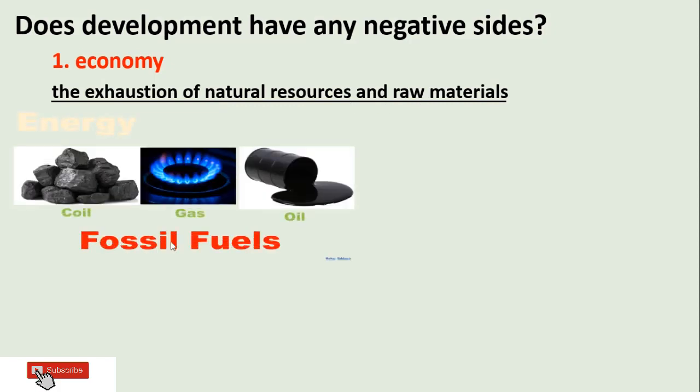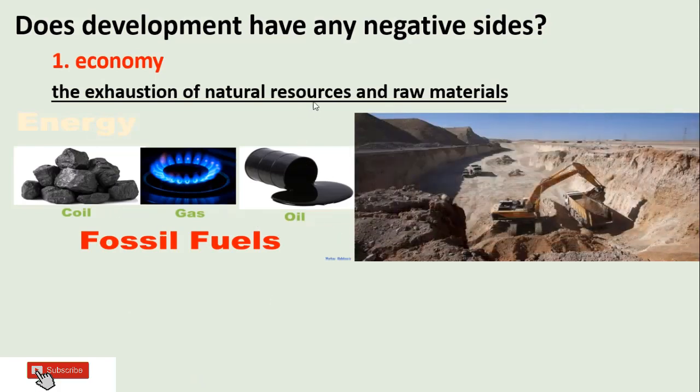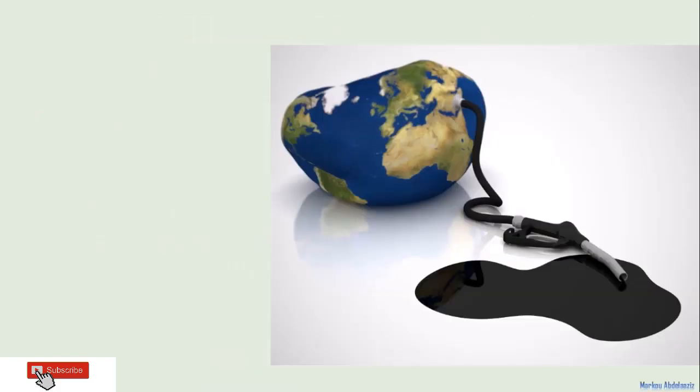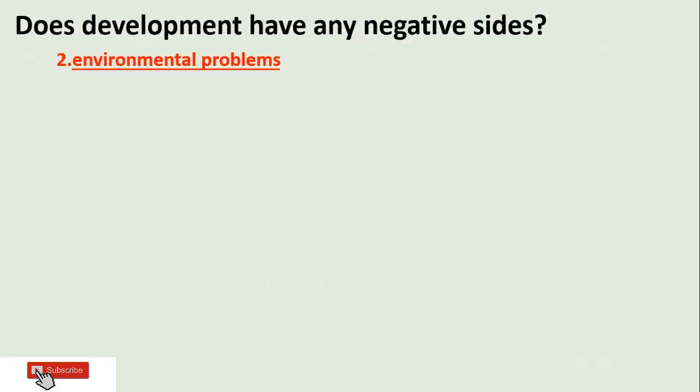Okay, for example, we have fossil fuels. In fossil fuels we have coal, الفحم, الغاز, and oil or petrol. We have other examples of raw materials and natural resources: phosphate, and wood, or forests, where we get wood. So the problem here is we use up these resources, and someday we will finish them. Okay, and we need energy.